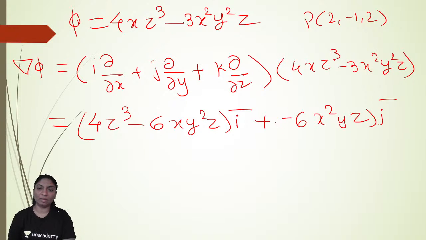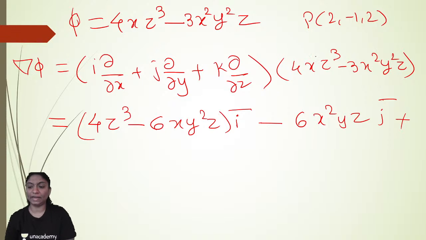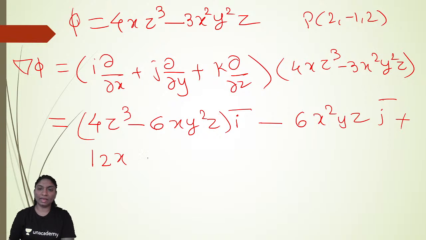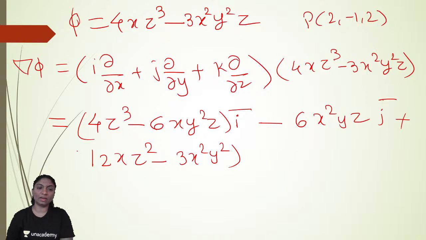Here the minus sign stays out of that. Minus of 6x square y z j bar plus del by del z of this. So you will get 12xz square minus 3x square y square k bar.